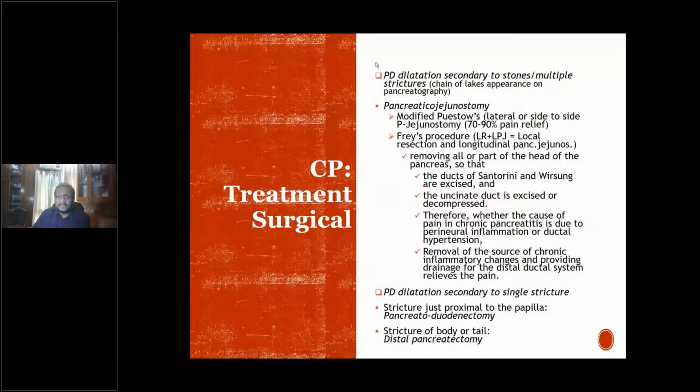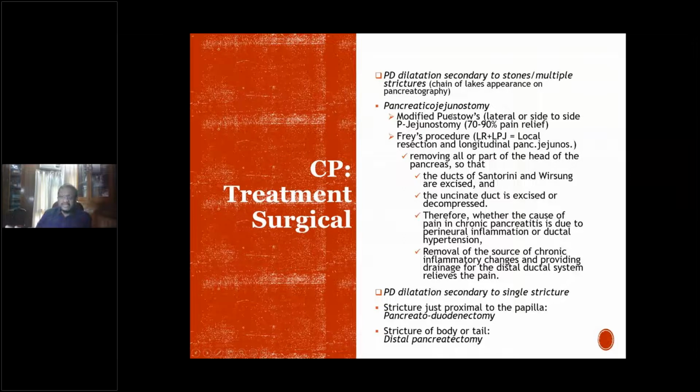Now, what is the procedure? So, we have pancreatic duct dilatation secondary to stones, multiple strictures, whatever the reason. And how do you diagnose it? You can find a chain of lakes appearance on pancreaticography. That is very, very clearly seen. And if you find that evidence that there are a number of strictures, you find the chain of lakes appearance, then you have to go in for, I just now told you, dilatation means decompression. So how do you do a decompression? By a pancreaticojejunostomy.